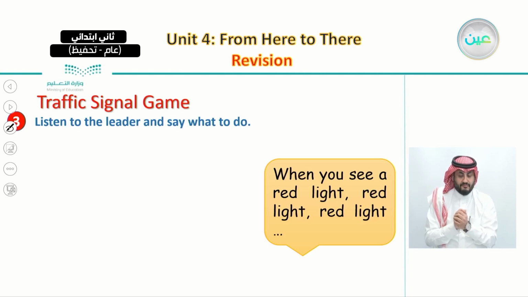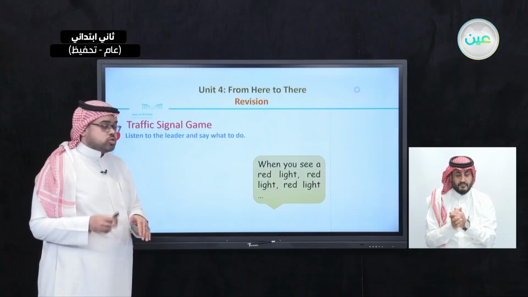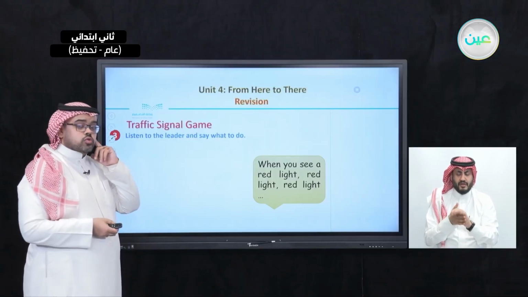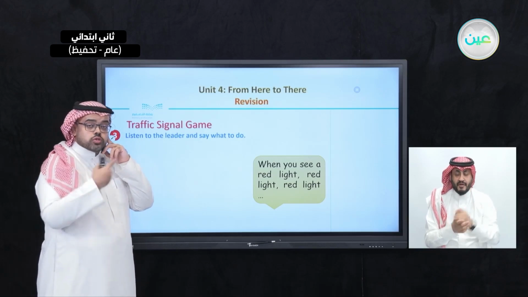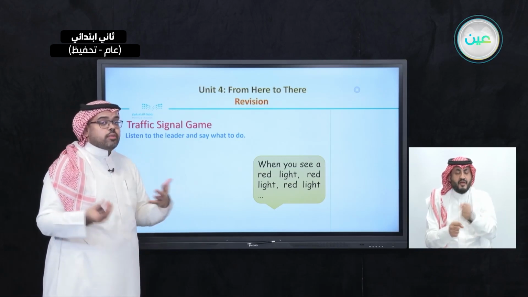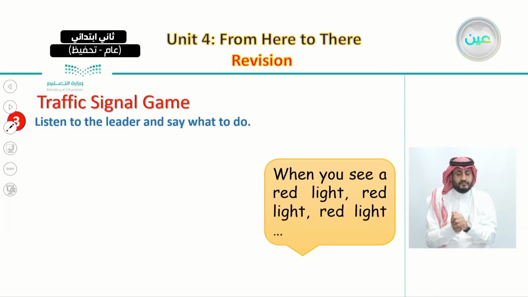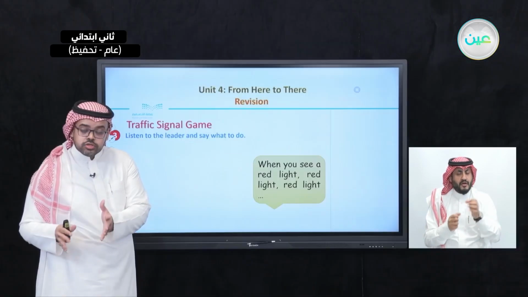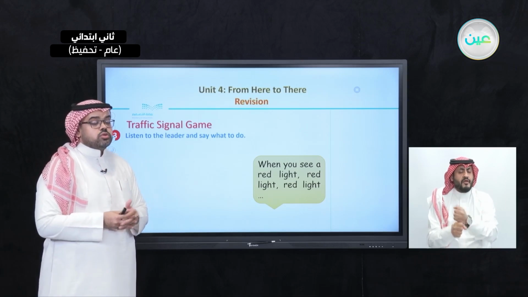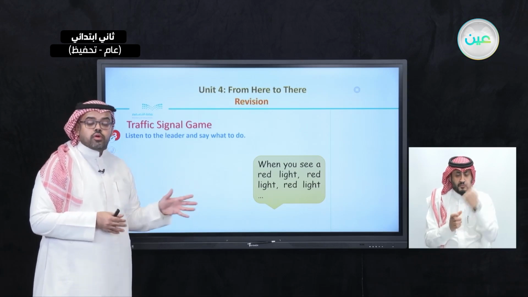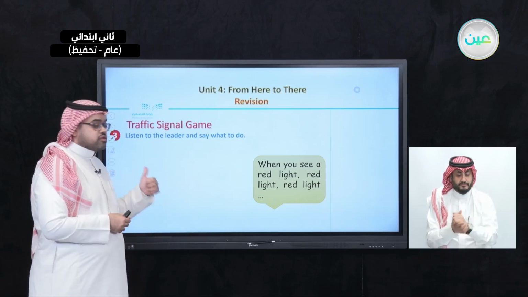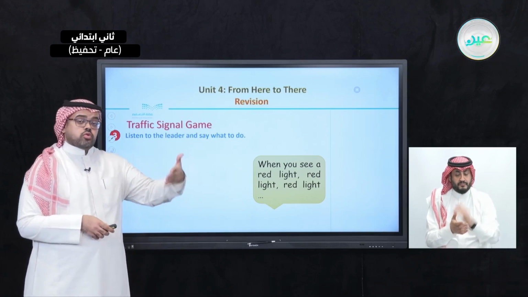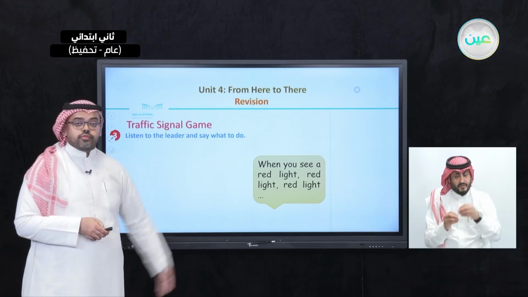And after this, we said that we have another game which is called the traffic signal game, where what you have to do is to listen to the chant and continue the action. For example, the chant will start with, when you see a red light, red light. Then it is your turn to say what action we should do with this light. So the action is to stop, stop, stop. And you can do this with the other colors of the traffic light.